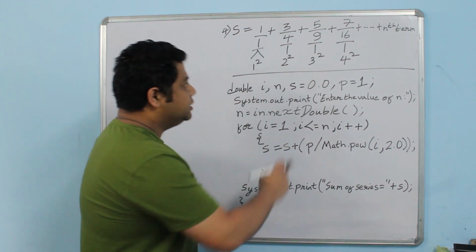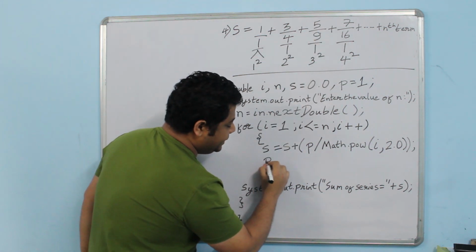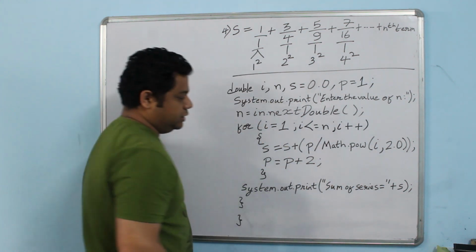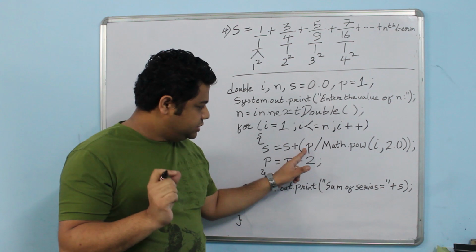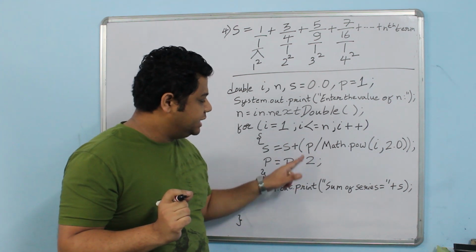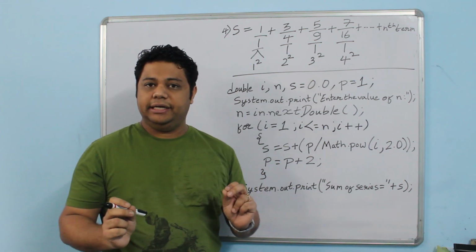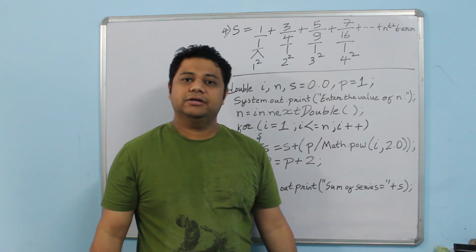For the numerator, the value of p is incrementing by 2 every time. So we have to write p equals to p plus 2. Now every time the value of p is taken over here as 1 first, then it becomes 3. 3 is taken, then it will become 5. So this way we get the numerator as well as the denominator. And after the loop is over, simply again we will display the sum of series.